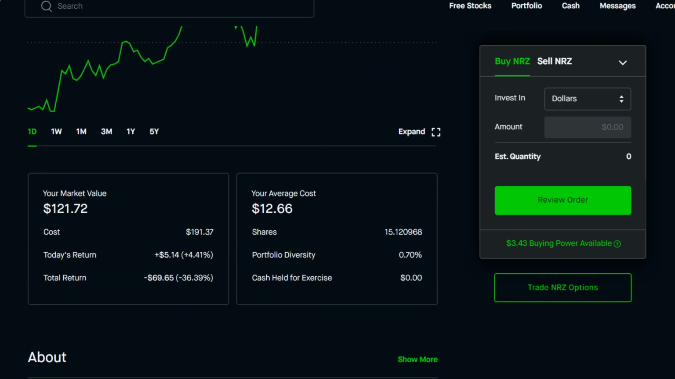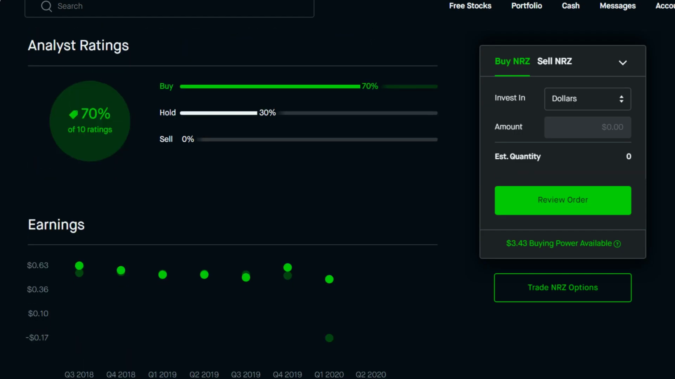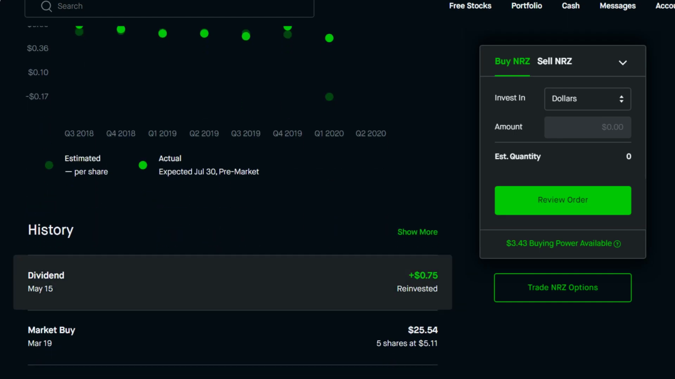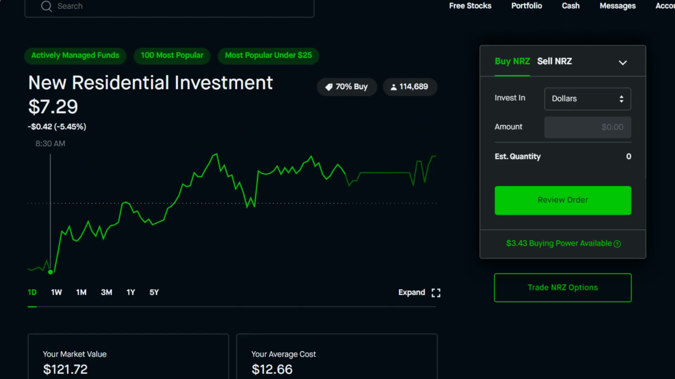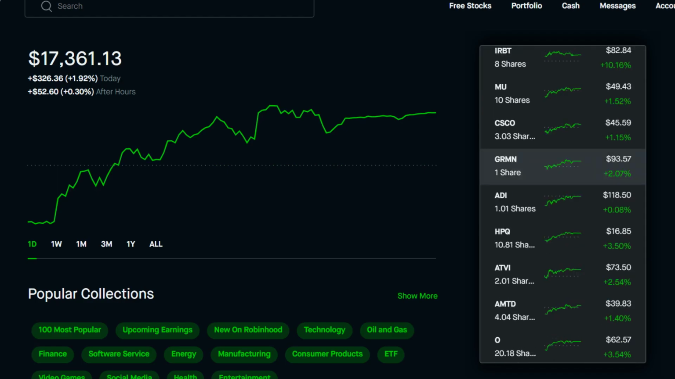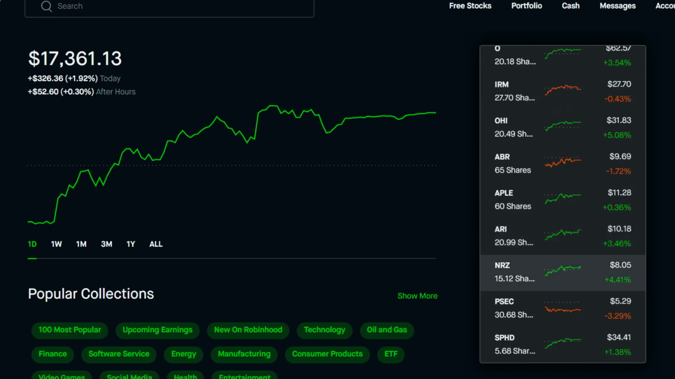NRZ, another one. $12.66 a share, 15 shares, 15.12, down 65 or 36%. Again, the dividend has been lowered substantially on this one, down to 5 cents per share. So definitely a big dividend cut, but I do believe they'll raise it in the future. Not one I'm necessarily looking to add on more in terms of share count. So I'm kind of okay with where it's at right now, sitting in the portfolio, still paying a dividend.